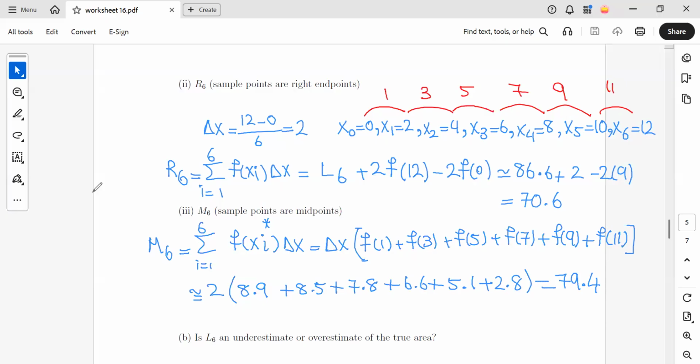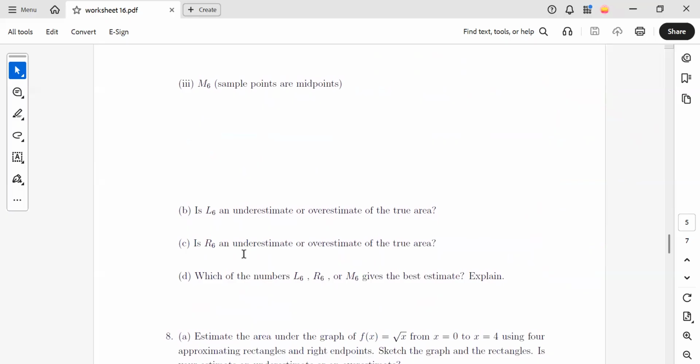And now we're going to answer the questions. The first question is asking, is L sub 6 an underestimate or overestimate? We know that since the function is decreasing, L sub 6 will be overestimating. Part C, is R sub 6 an underestimate or overestimate of the true area? Again, since f is decreasing, we obtain the underestimate by R sub 6.